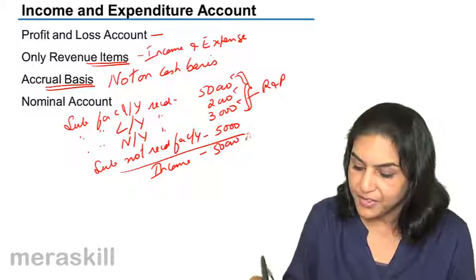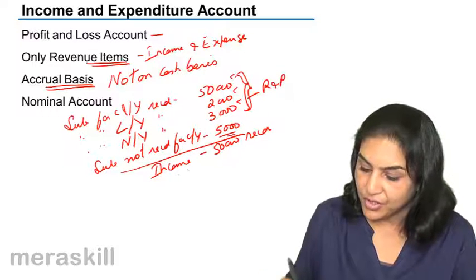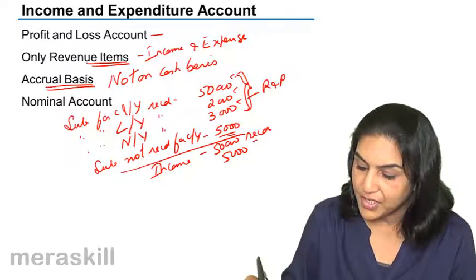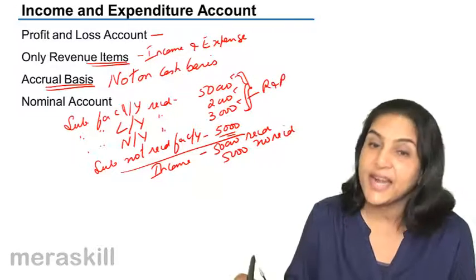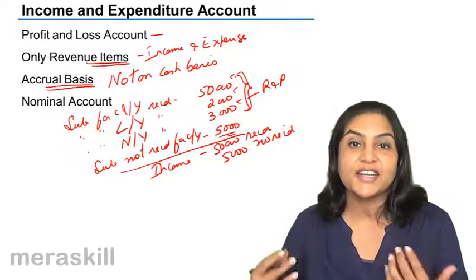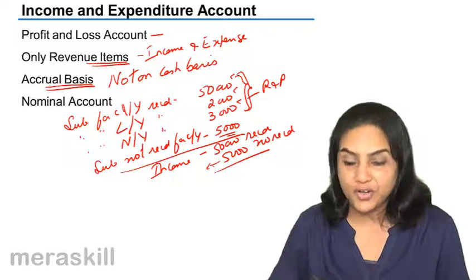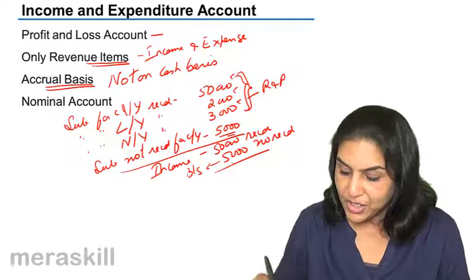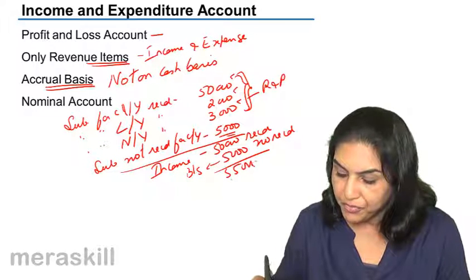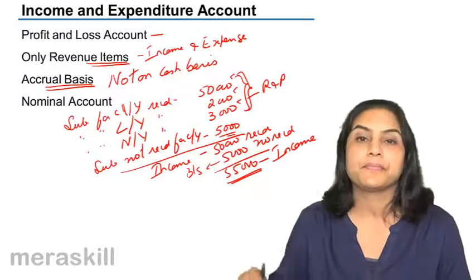Income for the year would be 50,000 received and 5,000 which is not received, which is outstanding at the end of the year. It's an asset for us at the end of the year. It is a receivable. This subscription amount which is not received will go to the balance sheet and the total amount of 55,000 will be taken as income.